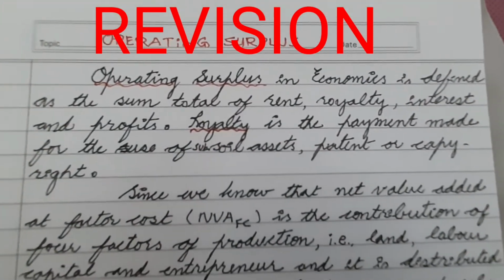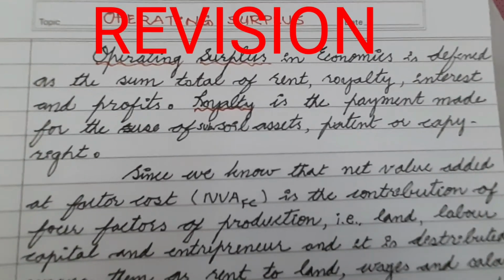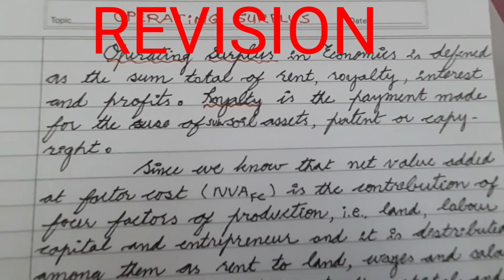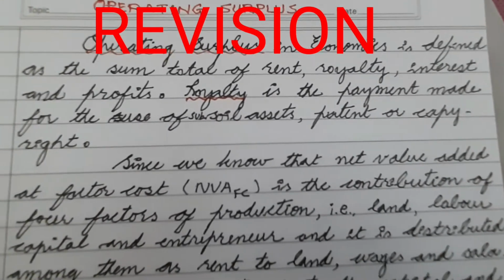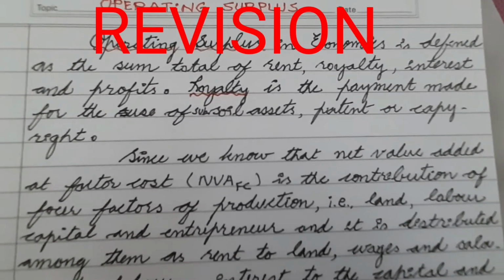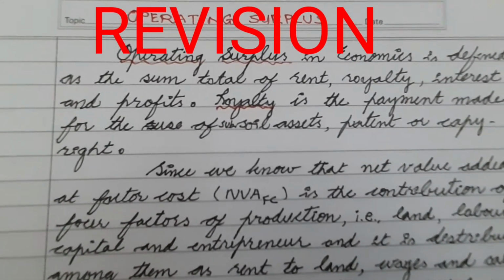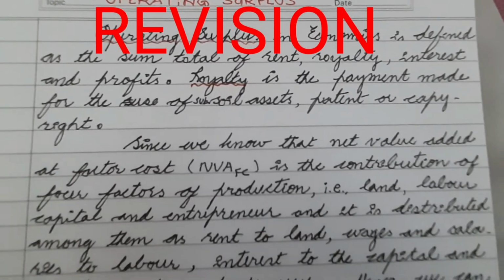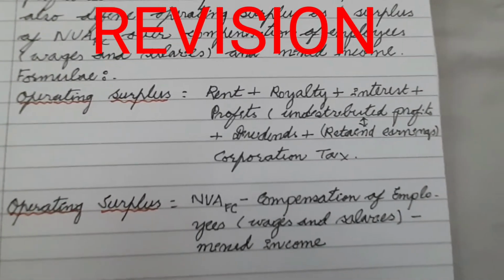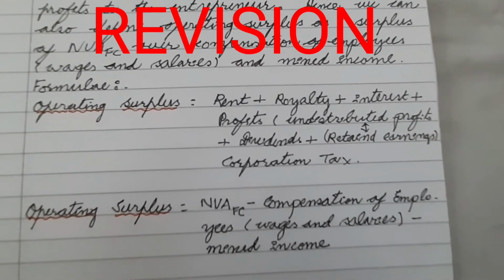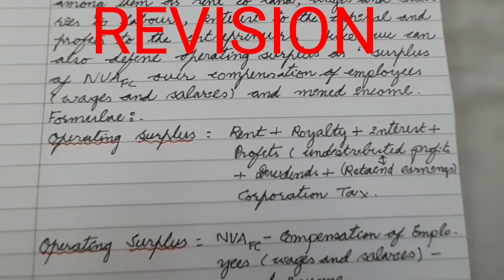So to revise once again in simple words, what exactly is operating surplus? It is defined as the surplus of net value added at factor cost over compensation of employees and mixed income. Because net value added at factor cost is the contribution of all the four factor incomes. And the other way of defining operating surplus is the sum total of rent, royalty, interest, and profits. The two formulae we got now: operating surplus is equal to rent plus royalty plus interest plus profits, or operating surplus is equal to net value added at factor cost minus compensation of employees minus mixed income.